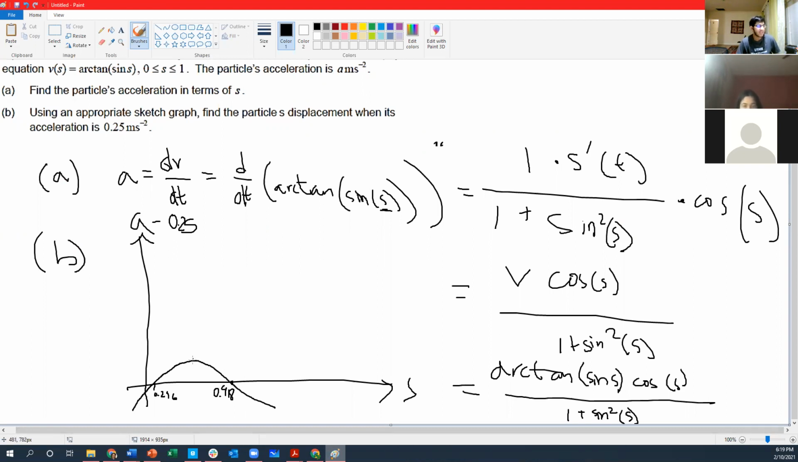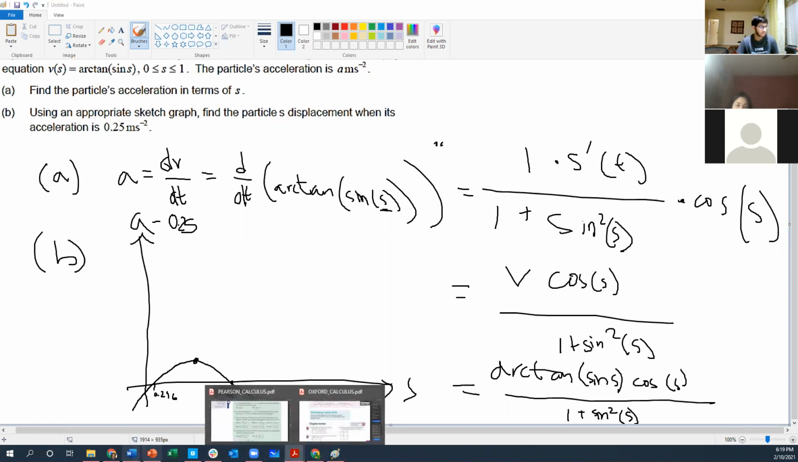Then because you're doing a sketch, you would also probably want to label the maximum point. I'm not going to do that just because of time right now, but you can see that the particle's displacement S, when the acceleration is 0.25, is going to be 0.296 and then 0.918. I believe those are the two solutions.